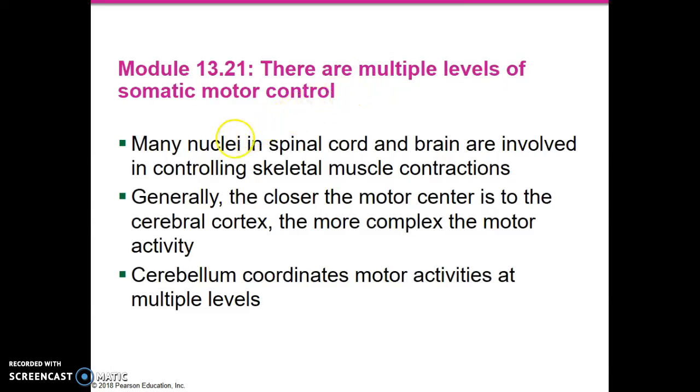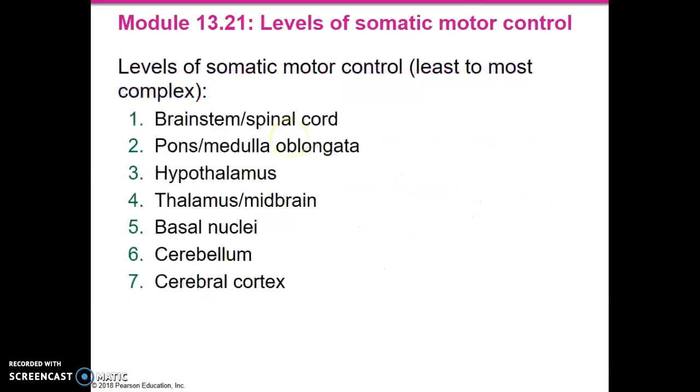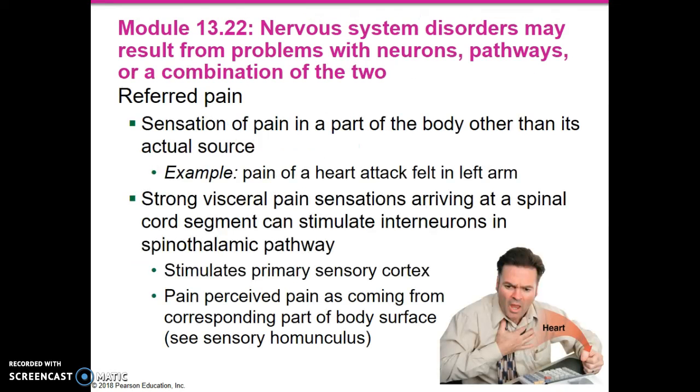There are multiple levels of somatic motor control, and we're just going to briefly cover this one. There are many nuclei in the spinal cord and brain that are involved in controlling skeletal muscle contractions. Generally, the closer the motor center is to the cerebral cortex, the more complex the motor activity. The cerebellum coordinates motor activities at multiple levels. So here are the levels of somatic motor control from least to most complex, the most complex being the cerebral cortex. And that's all we're going to say about this topic.